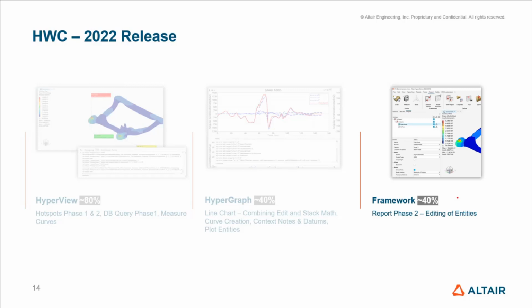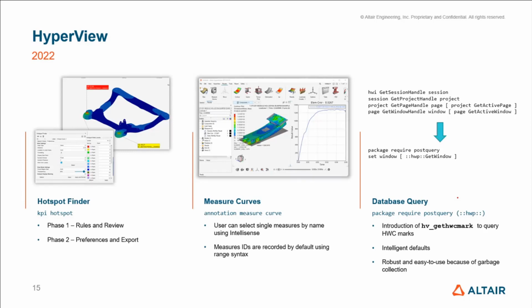So what I'll do now, I'll go over each product separately on the slides, then move to the demo. Right, so Hyperview 2022 from the HWC or command recording and playback perspective. So I mentioned Hotspot Finder. Under the command keyword KPI, key performance indicator, and hotspot, you will find all the functionalities.